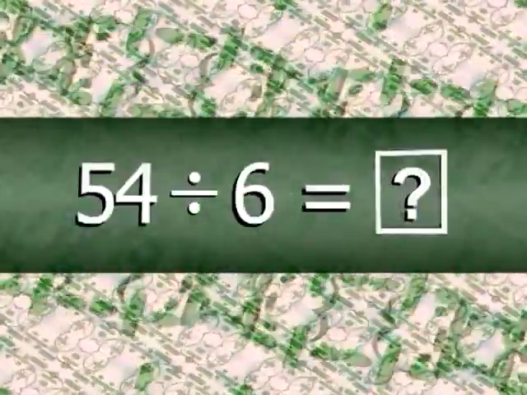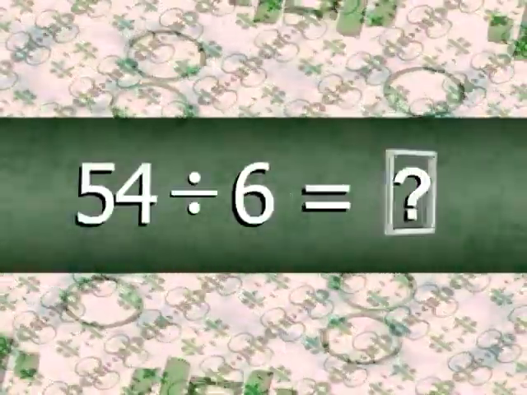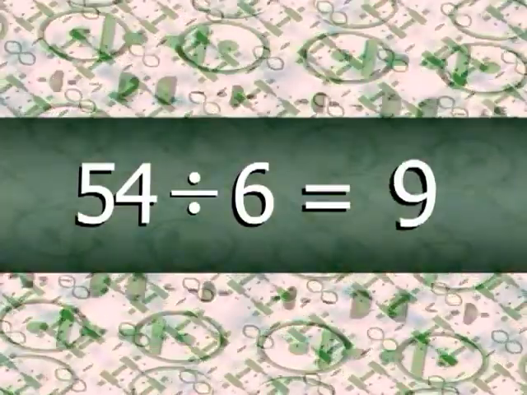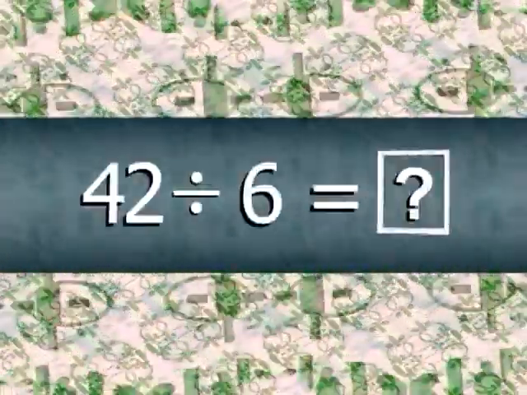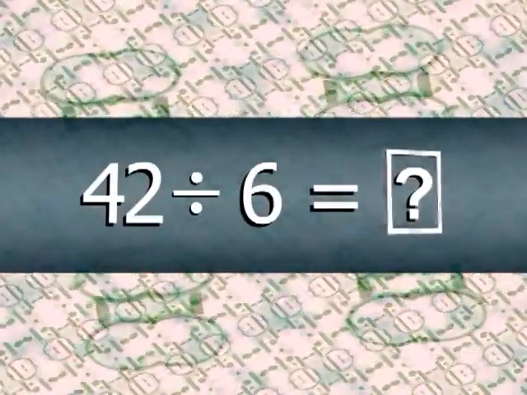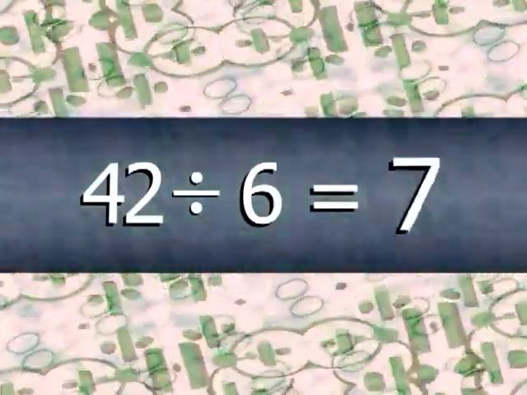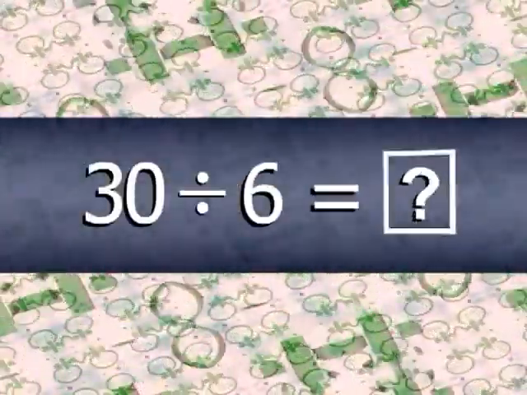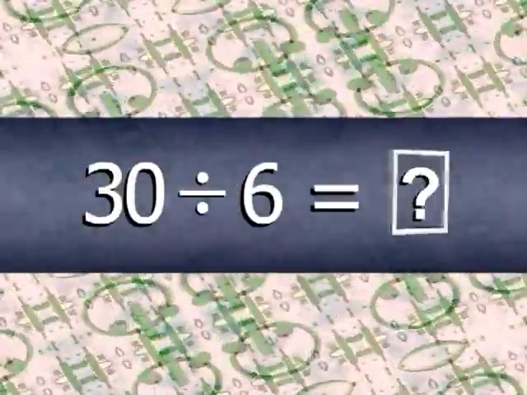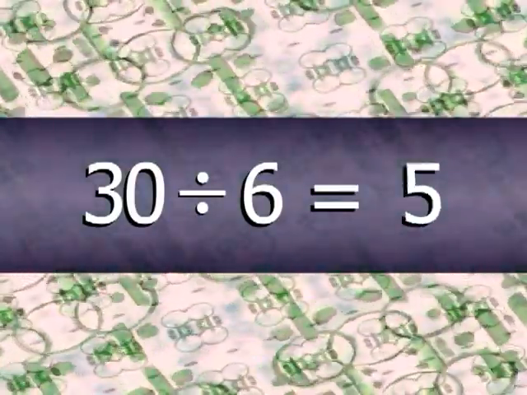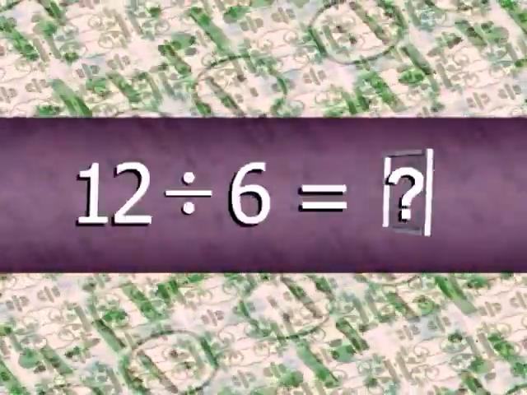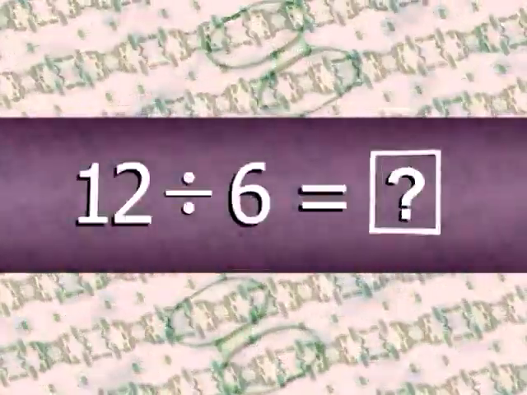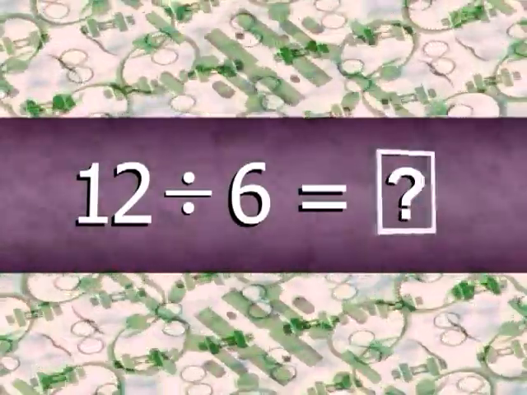54 divided by 6 is 9. 42 divided by 6 is 7. 30 divided by 6 is 5. 12 divided by 6 is 2.